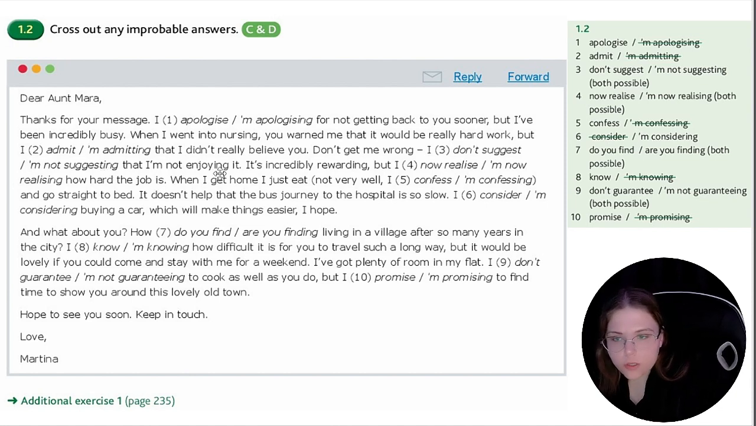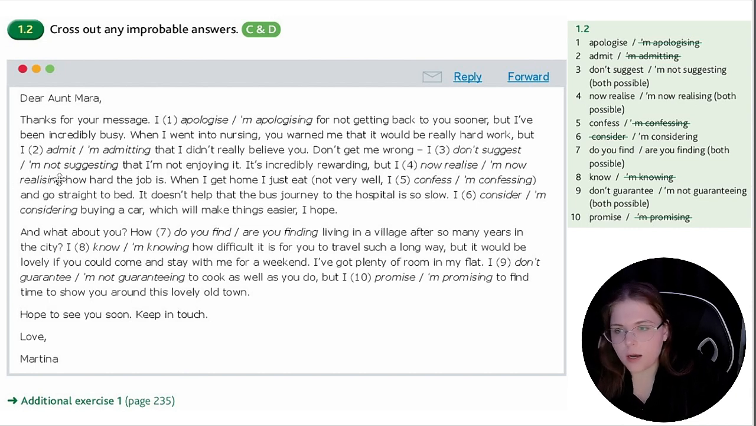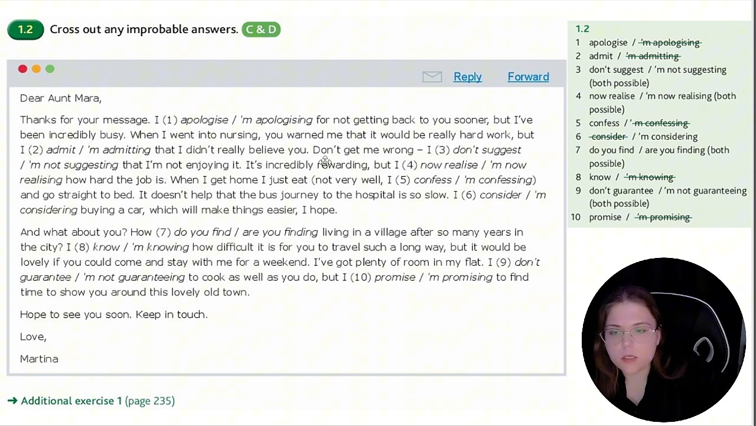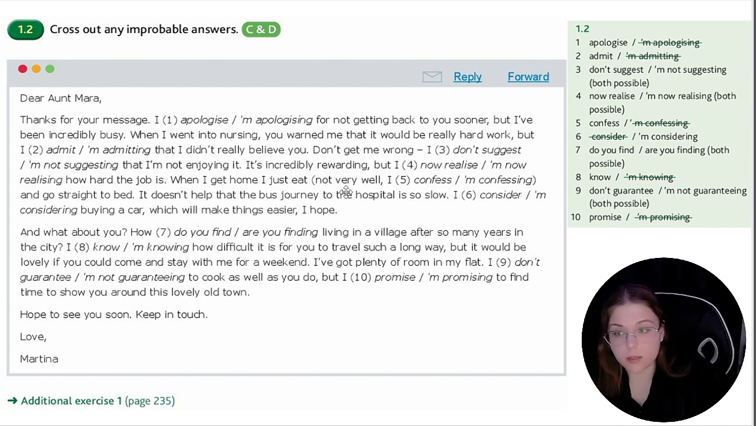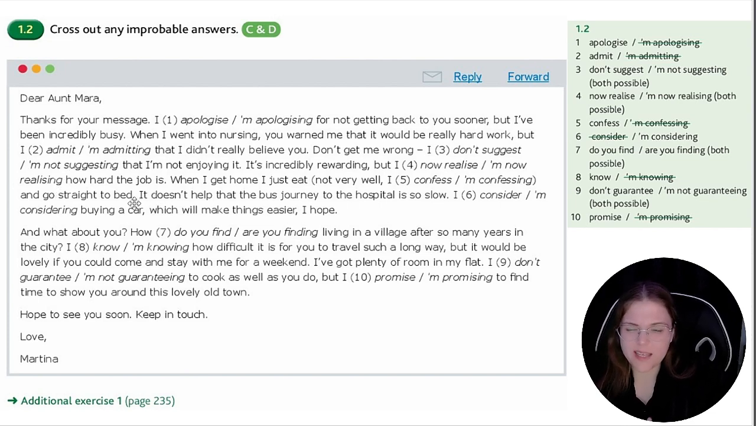That I'm not enjoying it. It's incredibly rewarding, but I now realize, or I'm now realizing, here the person wants to emphasize that this is happening now, so we can use both, I now realize and I'm now realizing how hard the job is. When I get home, I just eat, not very well, I am confessing, and go straight to bed. I am confessing because this is with negative emotions, and moreover, this is happening now. This is something I am complaining about now.